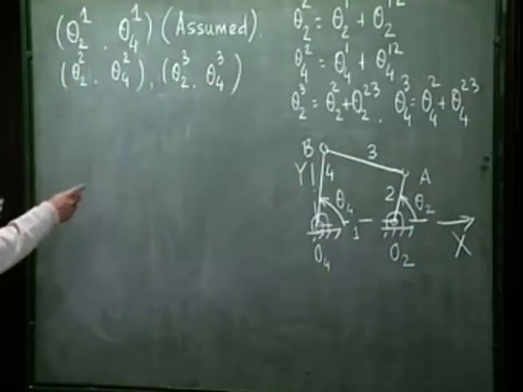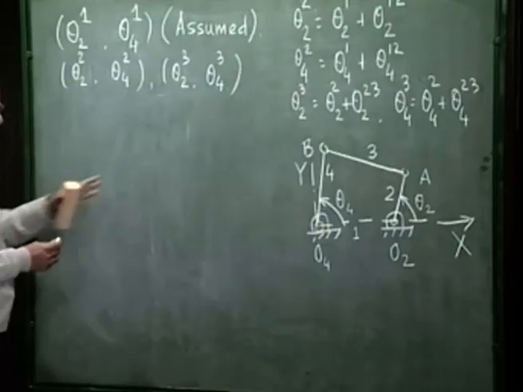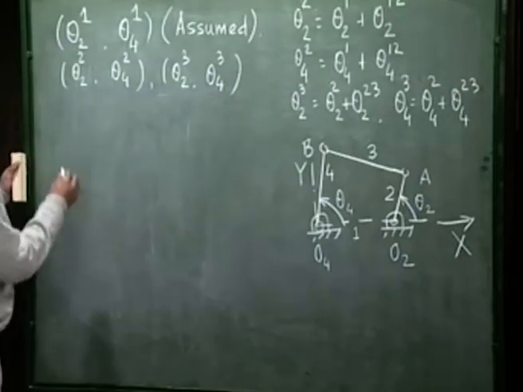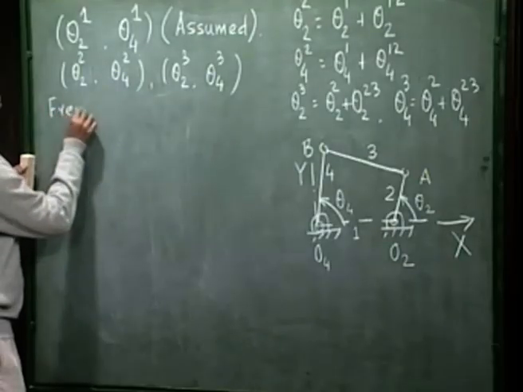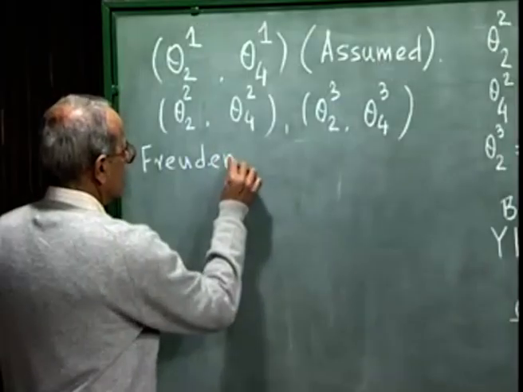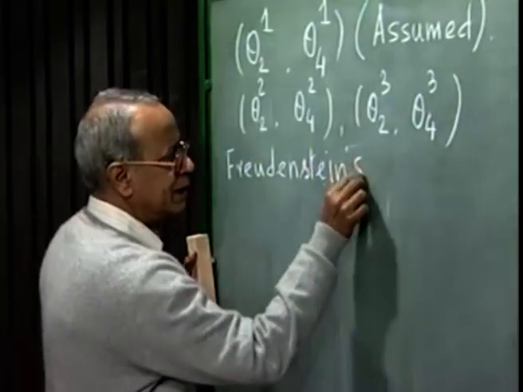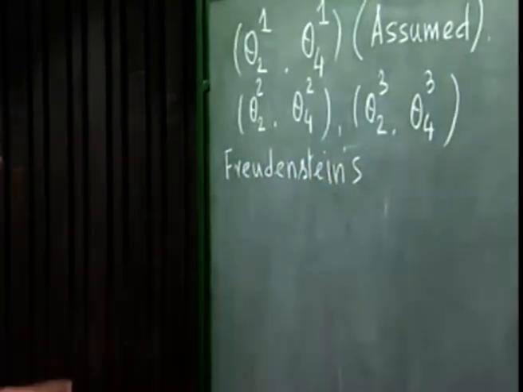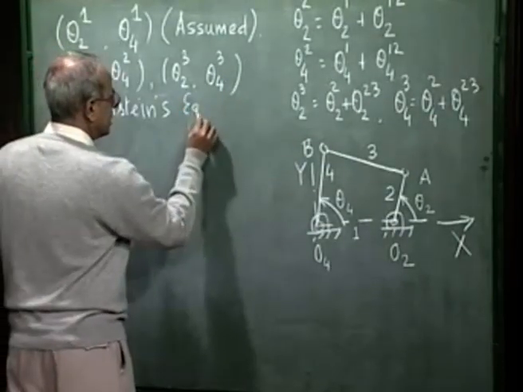As a first step towards Freudenstein's method, we obtain the displacement equation in a particular form, which is known as Freudenstein's equation. First, we derive Freudenstein's equation, which is nothing but the displacement equation for this 4R linkage in a particular format.